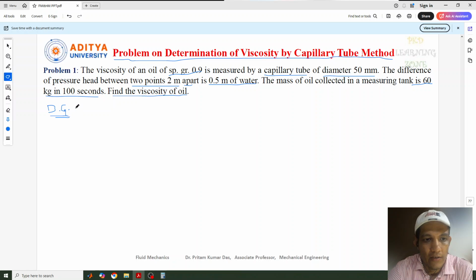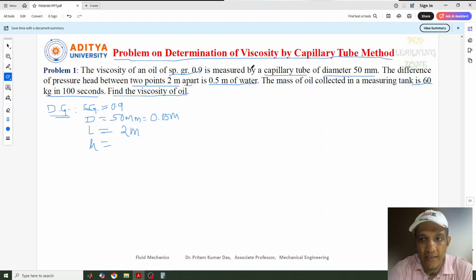Data given: the specific gravity of oil is 0.9. Next is the diameter of the capillary tube, 50 millimeter, which we can convert into meter, 0.05 meter. Next is the difference of pressure head between the 2 points, that is the length, which is 2 meter from each other, and 0.5 meter of water, which is H actually.